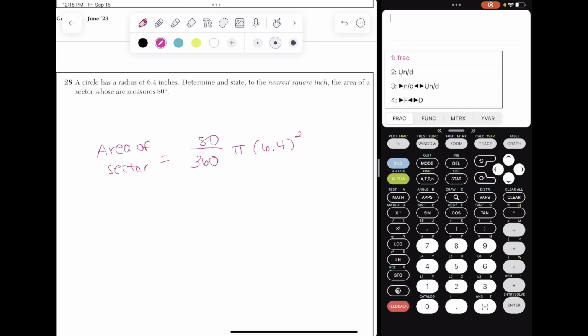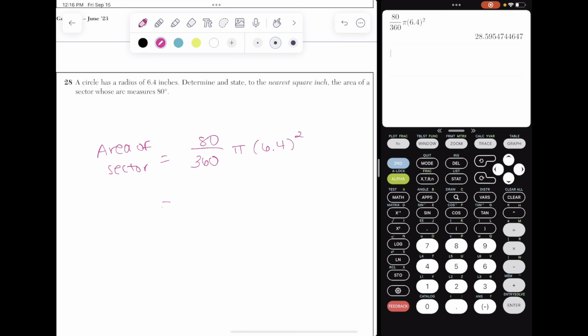And now let's put that right in our calculator. So 80 over 360 times pi times 6.4 squared. And we want to measure to the nearest square inch, so that's going to be 29 square inches.